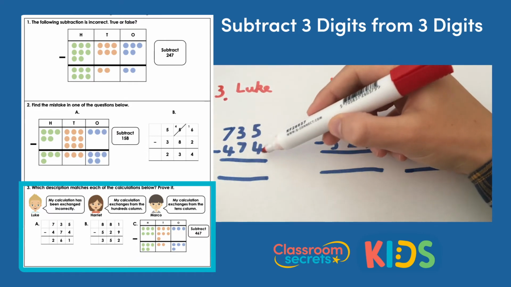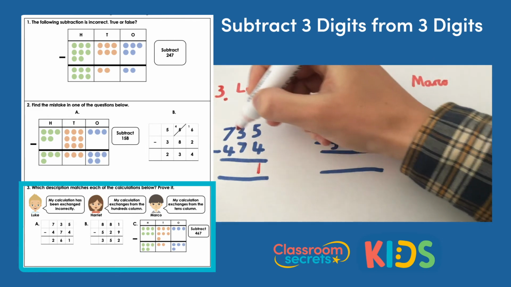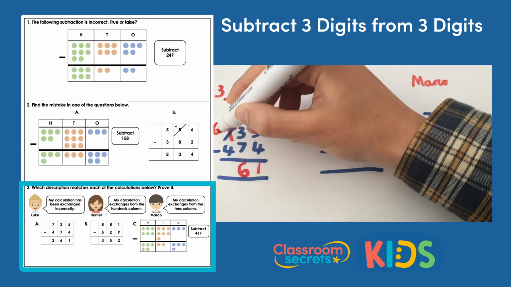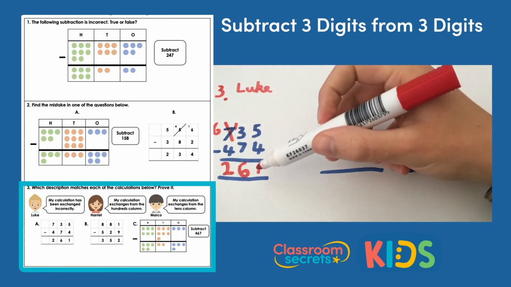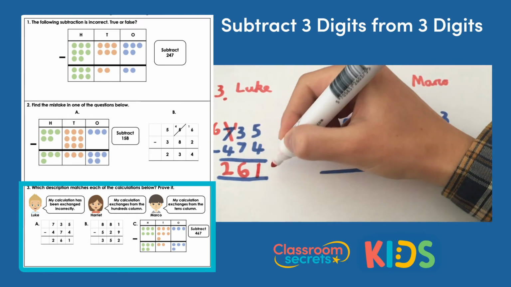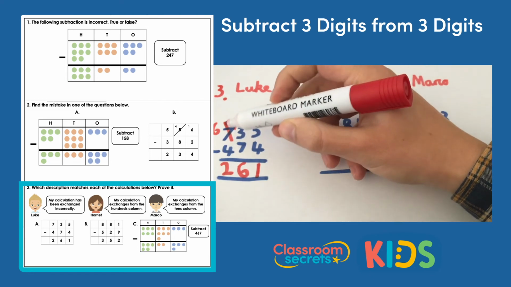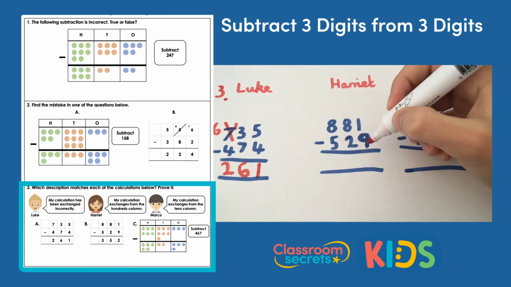So let's start with the first one. 5 take 4 is 1. 3 take 7 I can't do, so I need to do that exchange. 13 take 7 is 6, and 6 take 4 is 2. 261. So you can see I've got the same answer as the worksheet, but the worksheet hasn't shown you the exchanges. So let's carry on working these out until then I can start matching them up.